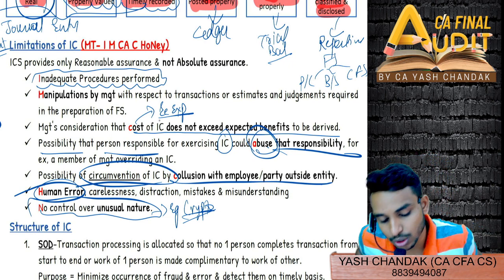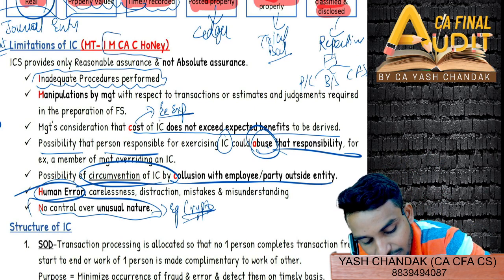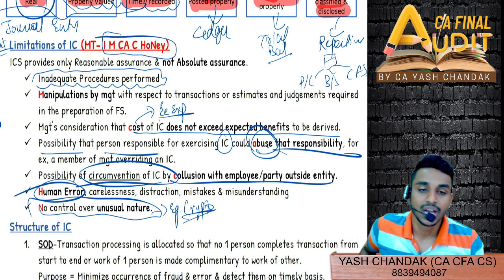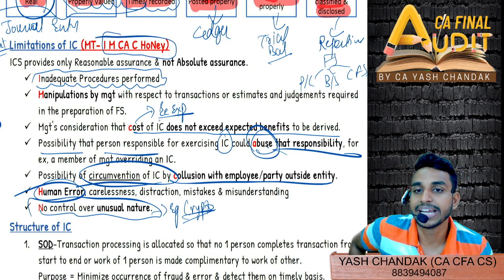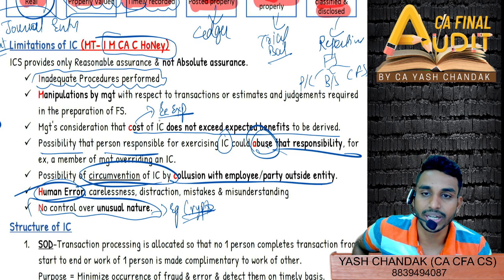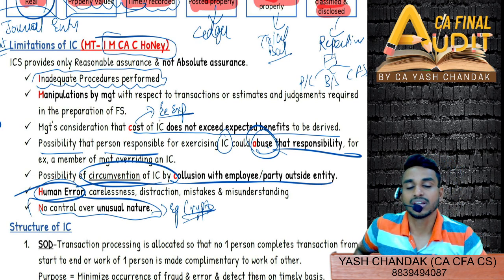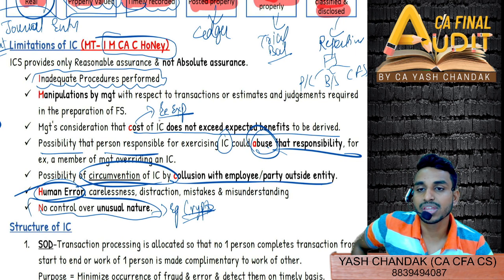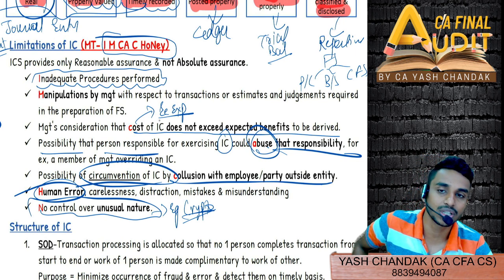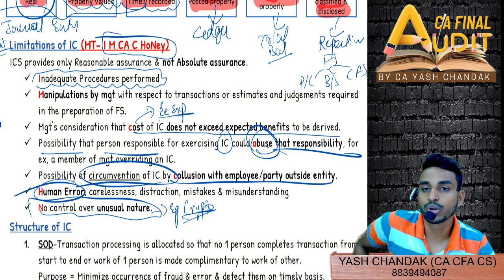So limitation of internal control, the memory technique is clear. It's very simple. You are telling your girlfriend, your honey, that you are a chartered accountant. So I am a chartered accountant. See, honey. So I means here inadequate procedures being performed. M says manipulations by management. C says cost is more. A for abuse of that responsibility.